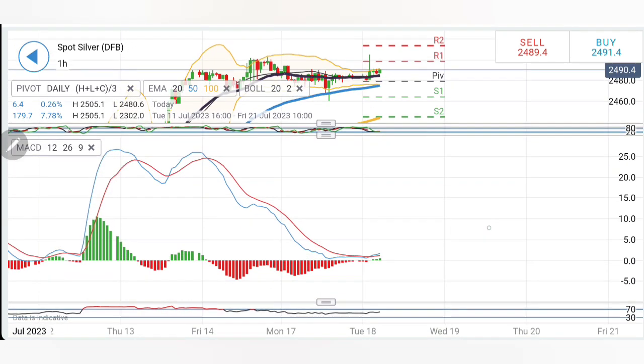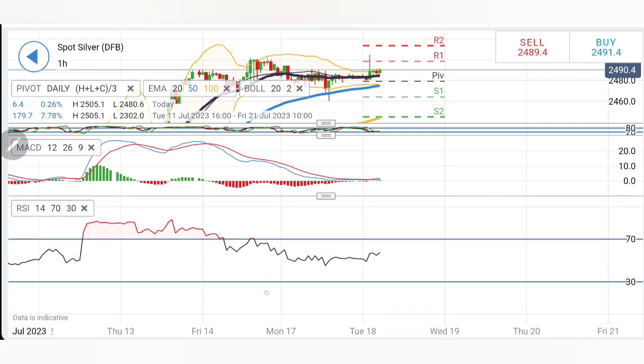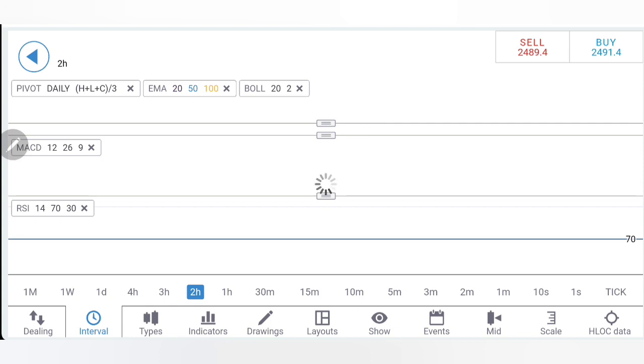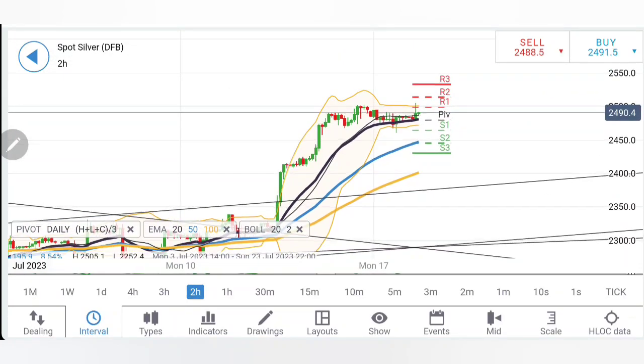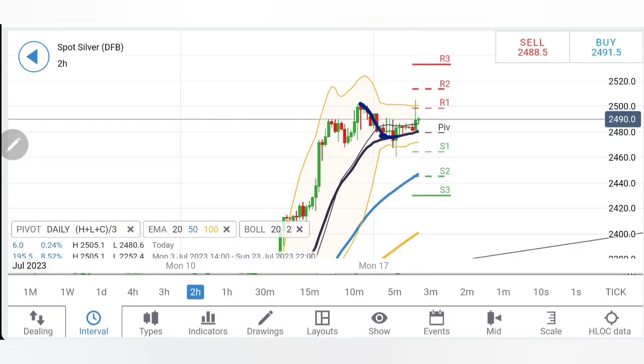Stochastic at bottom on the hourly charts. MACD also crossing over at the bottom, trying to trade with divergence. Good bullish sign there. And RSI at bottom trying to look upwards. Coming to the 2-hour charts, here also prices converged till towards the 20 period moving average, taking the support from the moving average, now looking upwards.